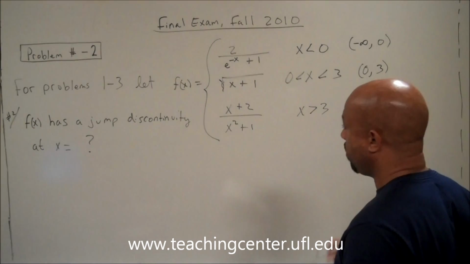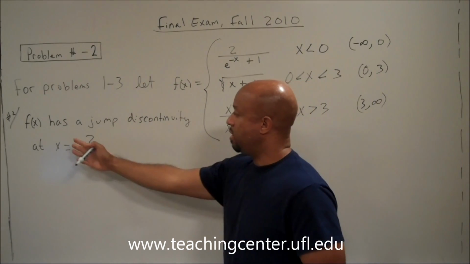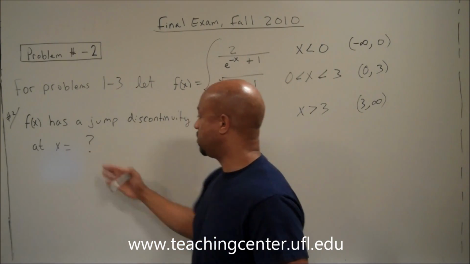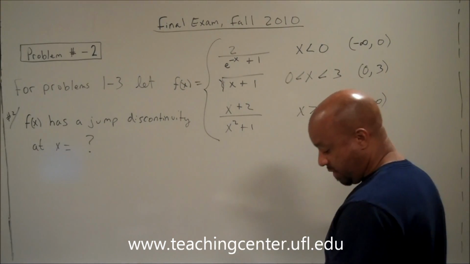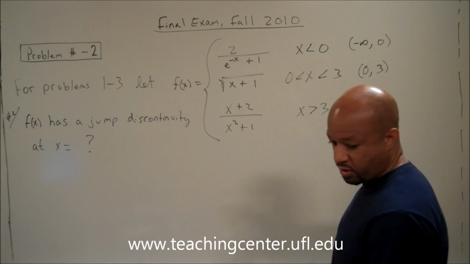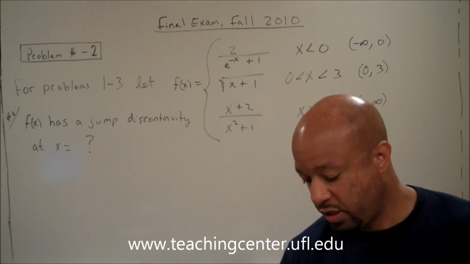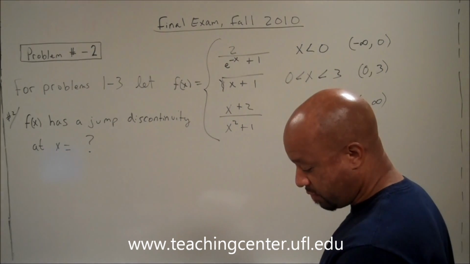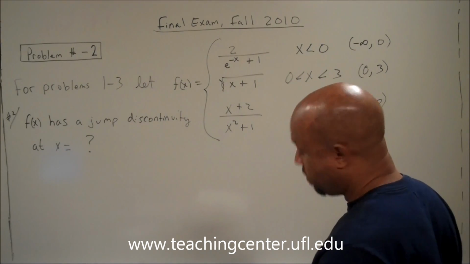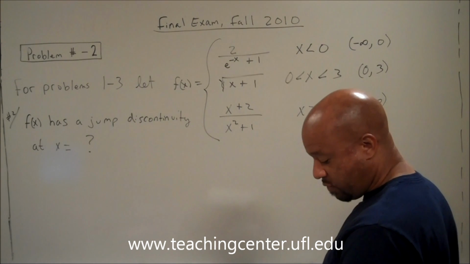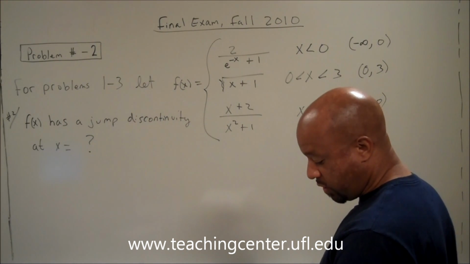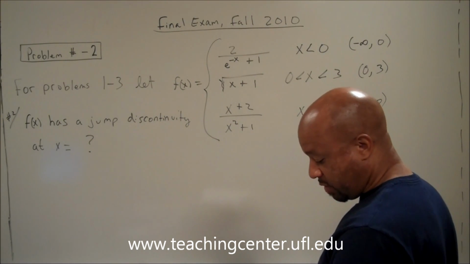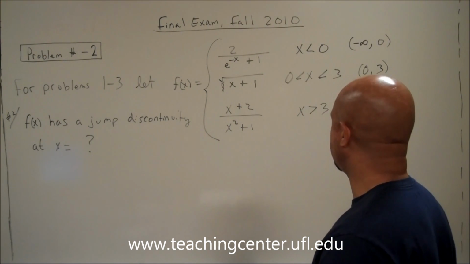And the problem states for problem number 2, f of x has a jump discontinuity at x equal to what? If you look at the question, it gives you options: 0, 0 and 3, or 3 only, and part D says it has no jump discontinuities.